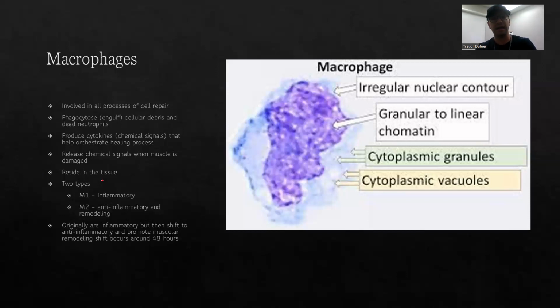And there's two types, again, of macrophages, and they should look familiar. M1 macrophages are inflammatory, and M2 macrophages are anti-inflammatory and remodeling. So originally they are inflammatory, but then they shift to anti-inflammatory and promote muscular remodeling around 48 hours. And that should be familiar. What else occurs around 48 hours? Well, that's when DOMS peaks and begins to diminish. So the same thing is occurring here.